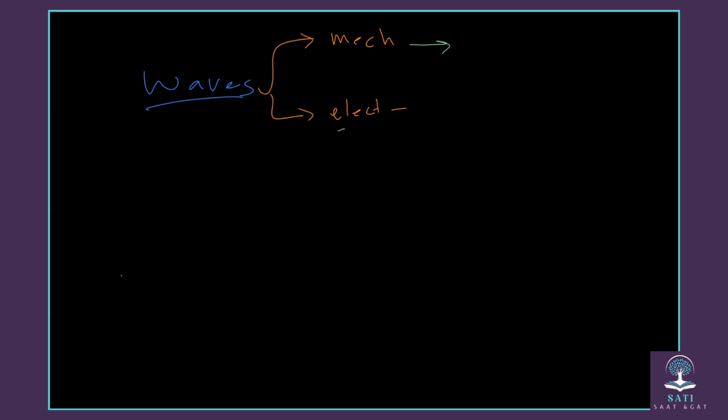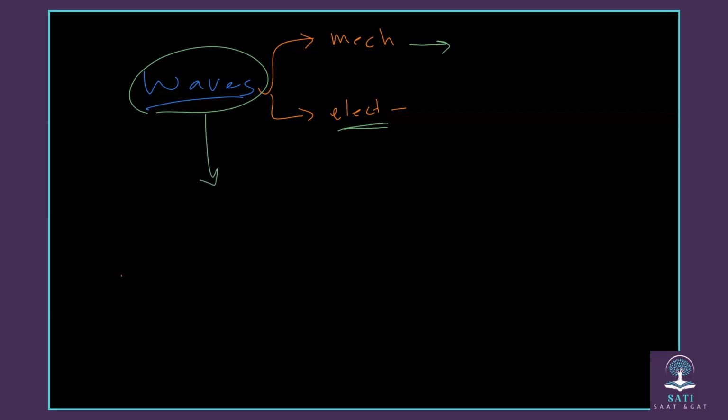What about electromagnetic waves? Electromagnetic waves are like the waves that come from the sun, which is visible light, and radio waves, microwaves, gamma waves. These waves are transferred through the electromagnetic spectrum from the sun. They don't need a medium to travel through, so we call them what? Electromagnetic waves. So based on the medium, we can classify them as mechanical and electromagnetic.